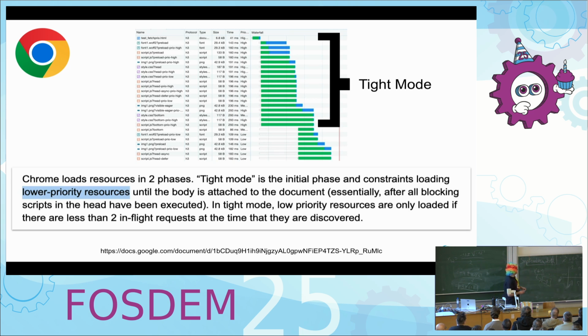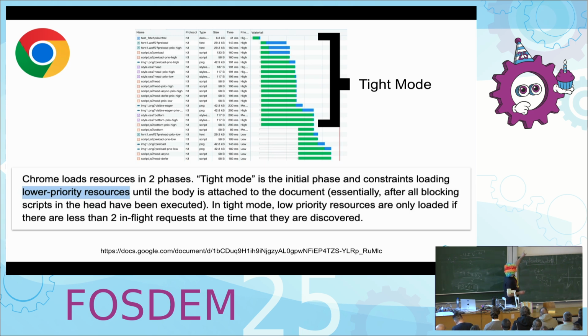Last sentence is, in tight mode, low priority resources are only loaded if there are less than 2 in-flight requests at the time that they are discovered. Okay, I'm not going to explain that one. We're going to see a couple of examples of that later. But I hope you can agree with me, this was not clear at all what the browser was trying to do. So I had to put on my academic wear.